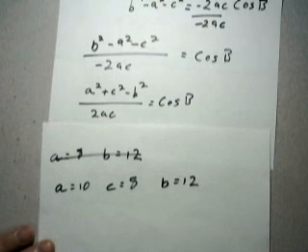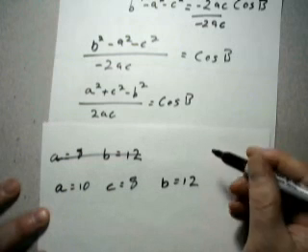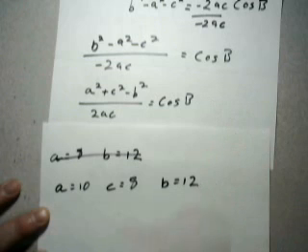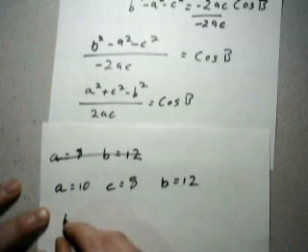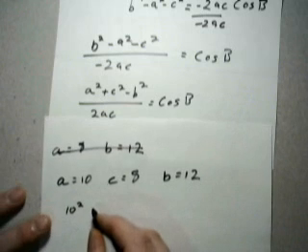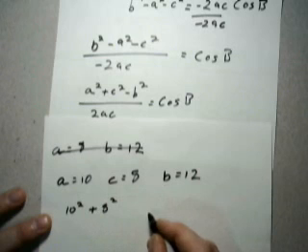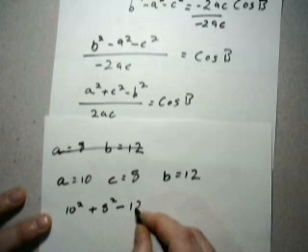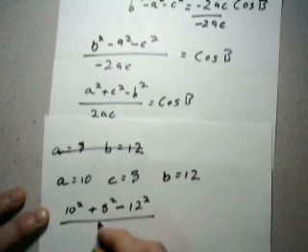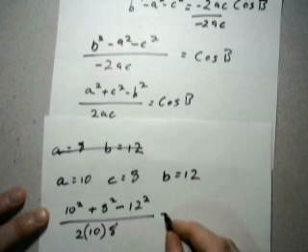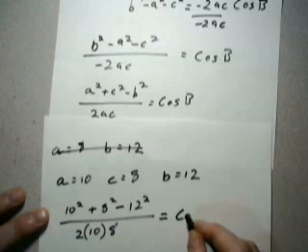Okay, now I'm just going to simply plug it in. I'll go ahead and use this one because this is the one that they give you in the book. So I have 10 squared plus 8 squared minus 12 squared divided by 2 times 10 times 8. And this is going to equal the cosine of B.